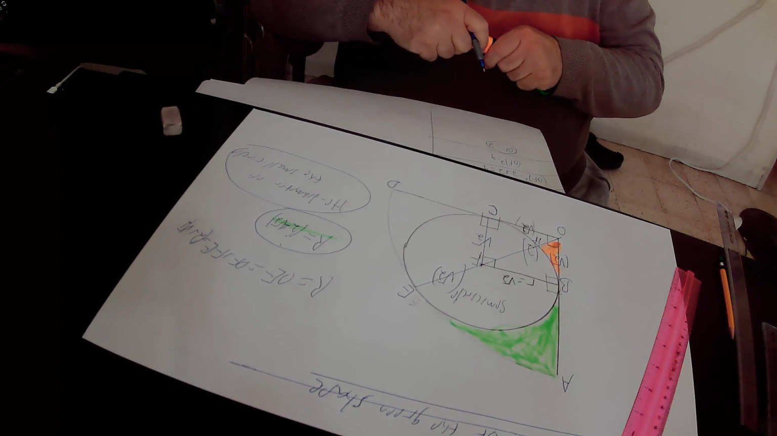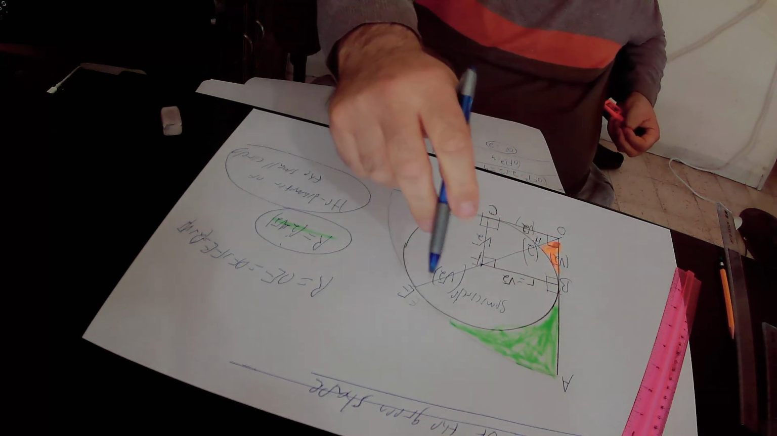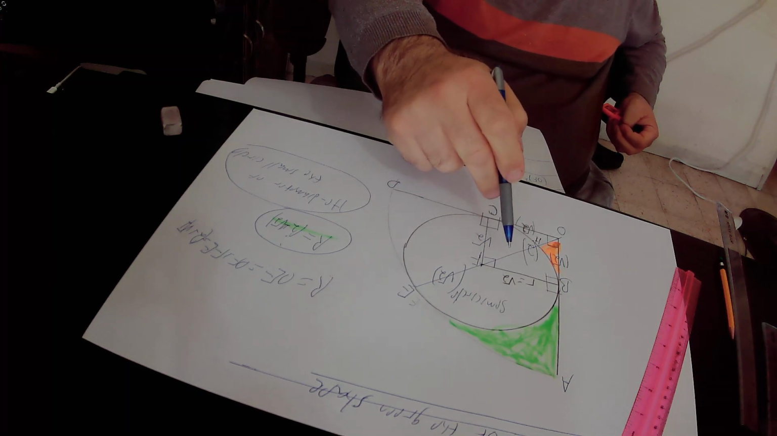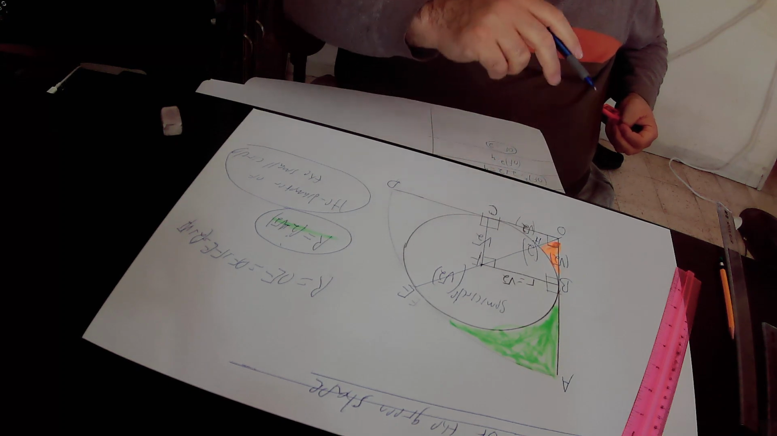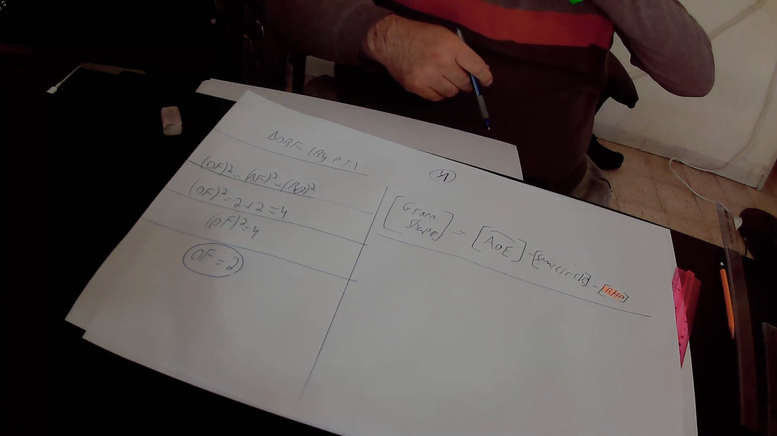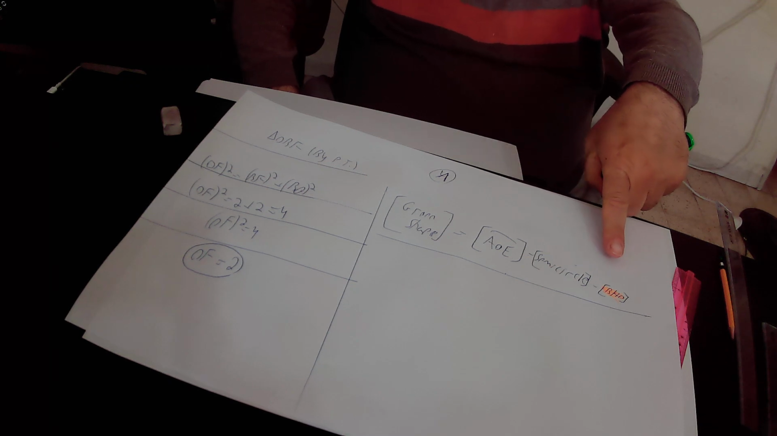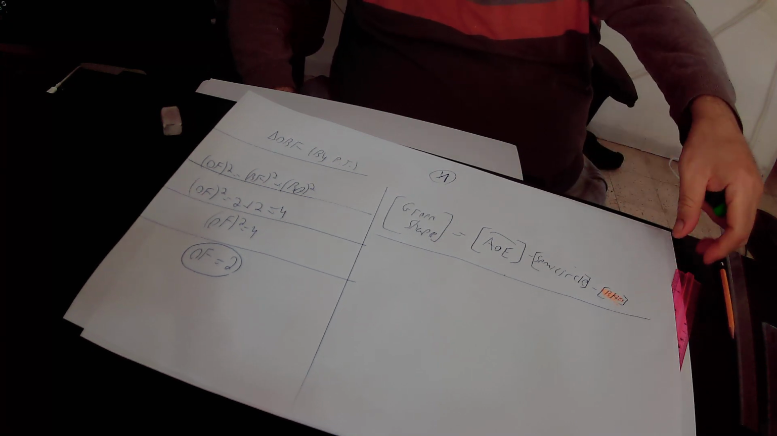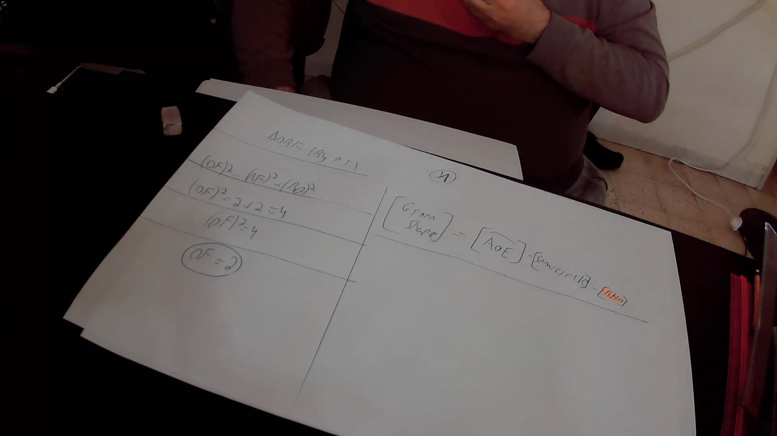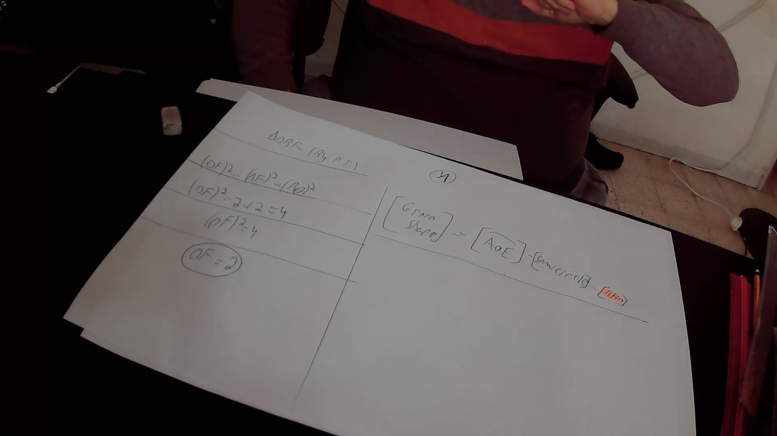I repeat again, in total the area of this green shape equals the area of the big sector AOE minus the area of this small semicircle minus the area of this orange shape BEO. So we find out the area of each shape separately.